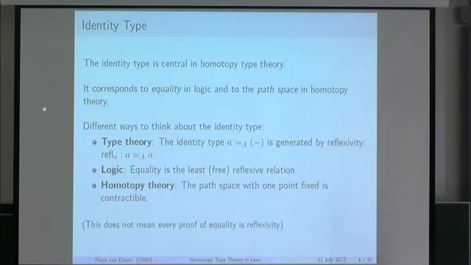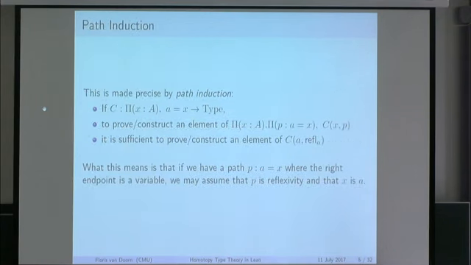Note that these three formulations do not mean that every proof of equality is reflexivity. There are proofs of equality which are provably not equal to reflexivity. This notion is made precise by something called path induction. So this is the precise formal statement of path induction, and here is the more intuitive explanation.